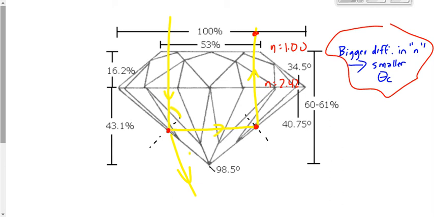If you have a bigger difference in index of refraction, like when you have diamond and air, versus, say, glass and air, then you have a smaller critical angle, and it's easier to exceed the smaller critical angle. You're going to get more reflection taking place.